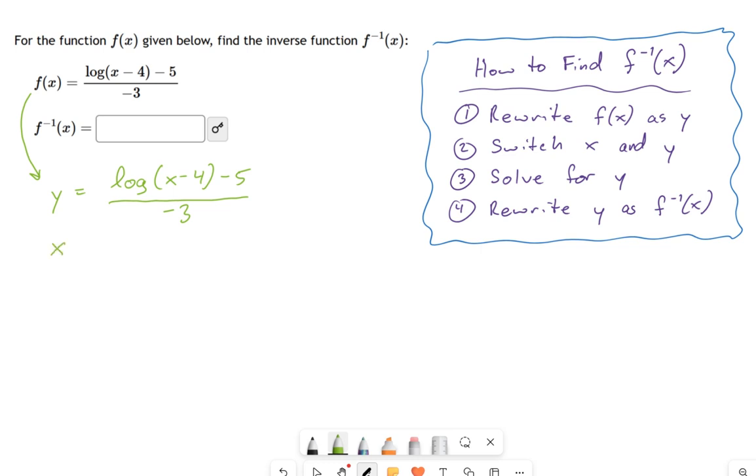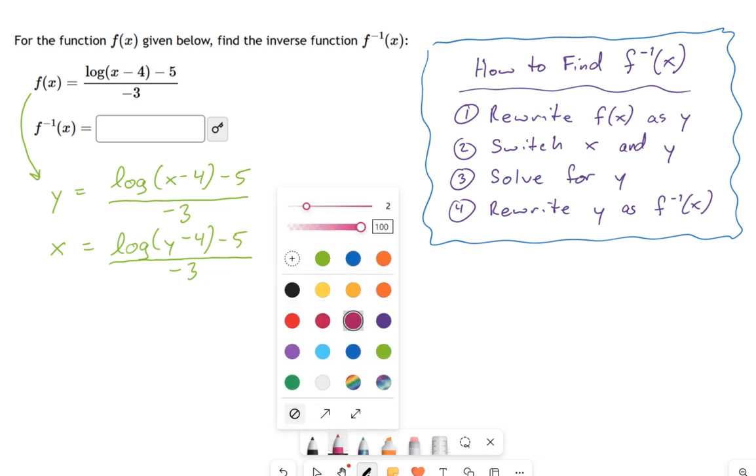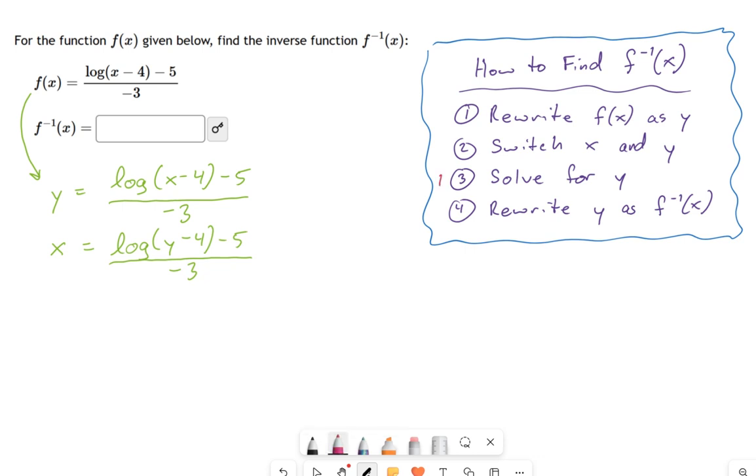Okay, so you literally just switch their positions in the equation. All the x's become y's, all the y's become x's. Everything else stays exactly the same. And now comes what is really the only hard part when you're finding an inverse. This step, number 3 right here, solve for y. That means get y by itself.